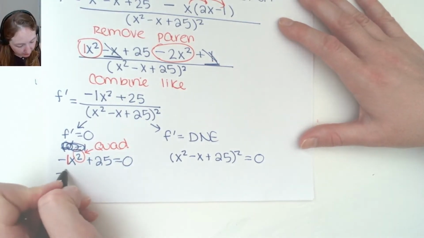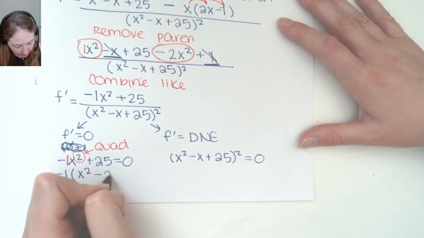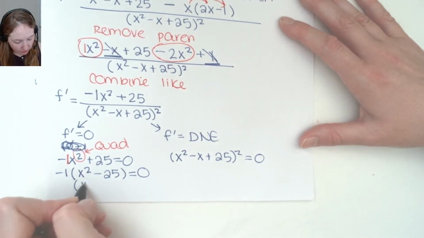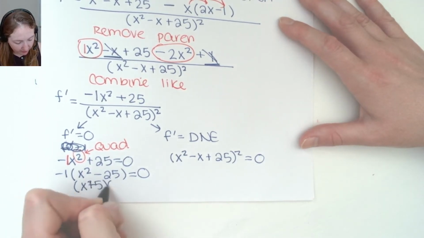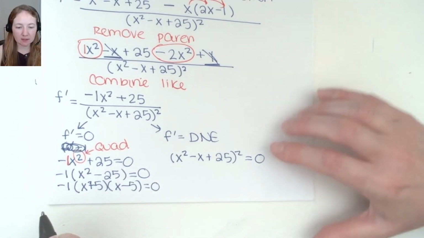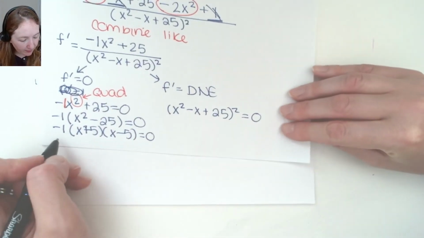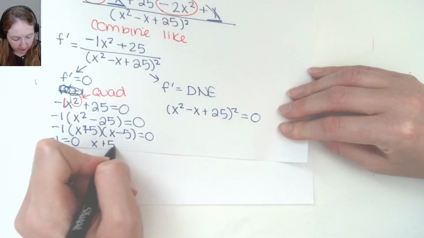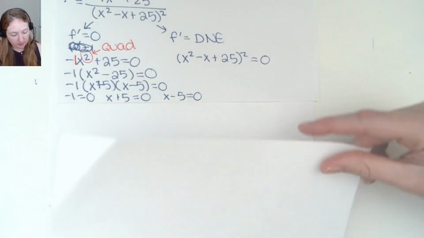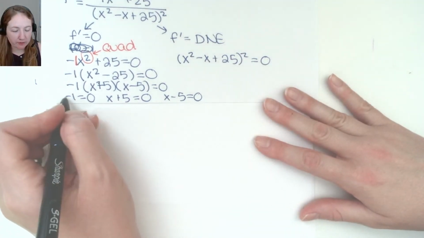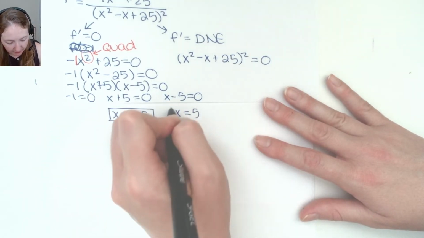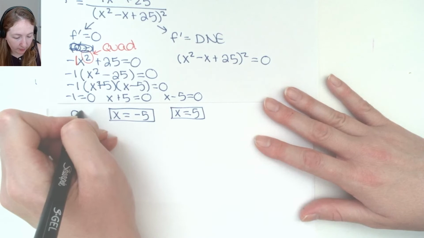So you would factor out the -1, and then that would give you x squared minus 25 is equal to 0. Then that would be a difference of two squares, so x plus 5 and x minus 5. Keep in mind that -1, of course, needs to continue coming down. And then I would set these equal to 0. So -1 equals 0 doesn't give us anything, and then x equals -5 and x equals positive 5 as two critical numbers.